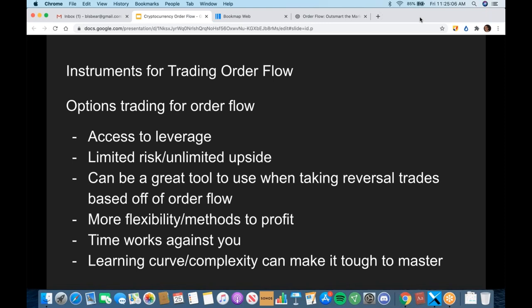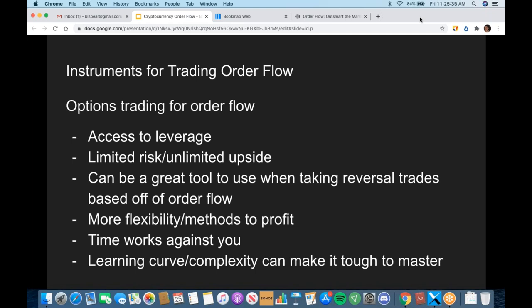So with an options contract, when you buy an options contract, the most that you can lose is just the premium that you buy. So if you buy a call for, let's say, $10 for one call contract on Bitcoin, and let's say price continues to go lower and your call expires worthless, you only lose $10. But let's say instead, price rips up $1,000. You make a fair amount of money from buying that call with a fixed risk of only 10 bucks.